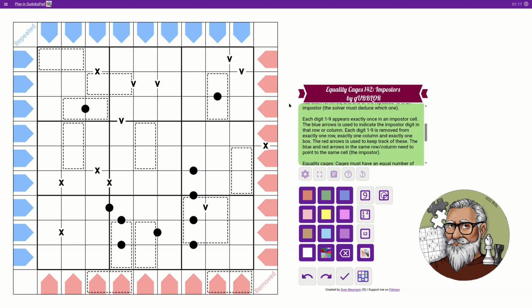Right, so we do have 9 imposter cells here. That makes sense since there is 1 in each box, and they form a disjoint set. So if we already have 1 imposter cell with 1, none of the others can be 1 again, right? The blue arrows are, I guess, a blue arrow is used to indicate the imposter digit in that row or column, right? Each digit 1 to 9 is removed from exactly 1 row, exactly 1 column, and exactly 1 box, right? So eventually we will have 1 to 9 in all of these, right?